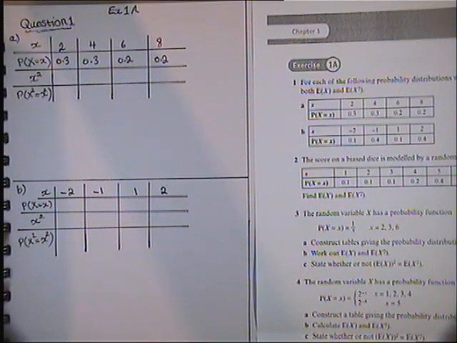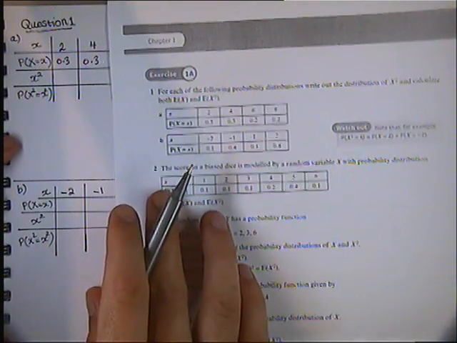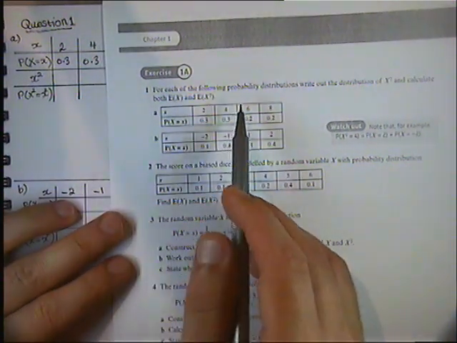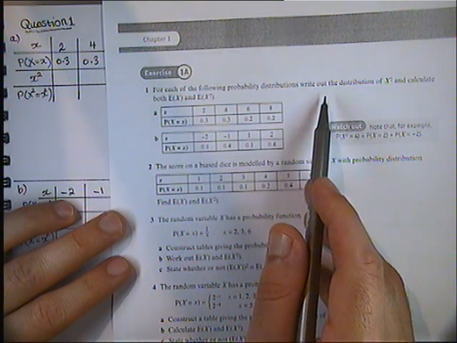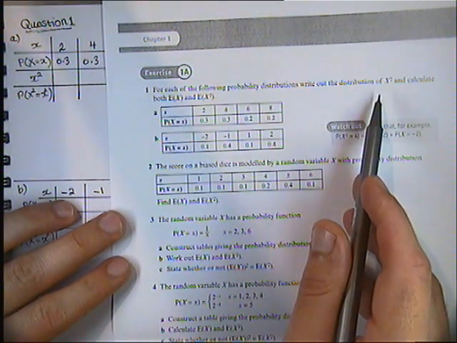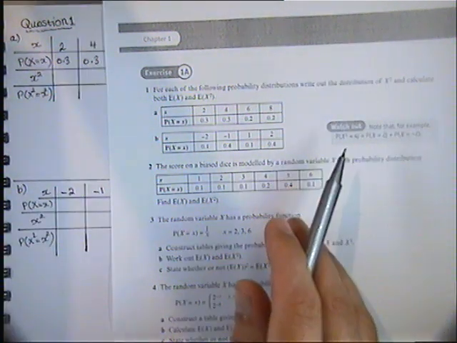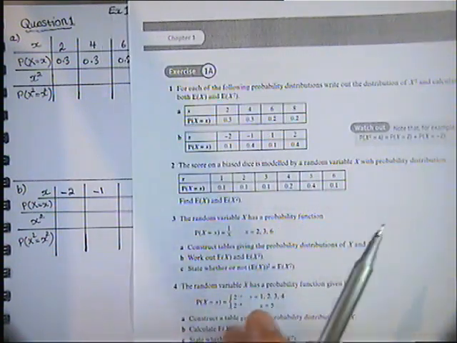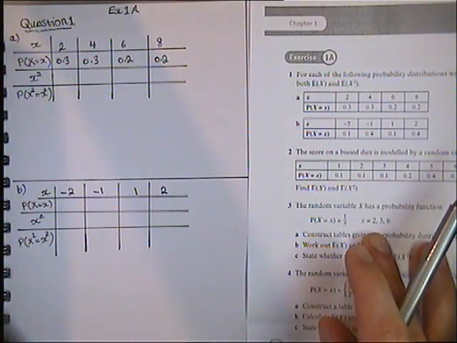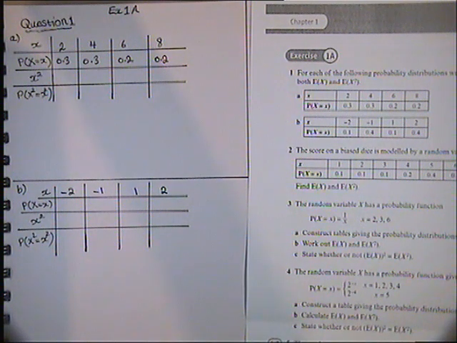Okay, in this video I will go through exercise 1A from FS1 Edexcel. Question 1 says: for each of the following probability distributions, write out the distribution of x squared and calculate both E of x and E of x squared. I have already drawn the table here just to save our time.